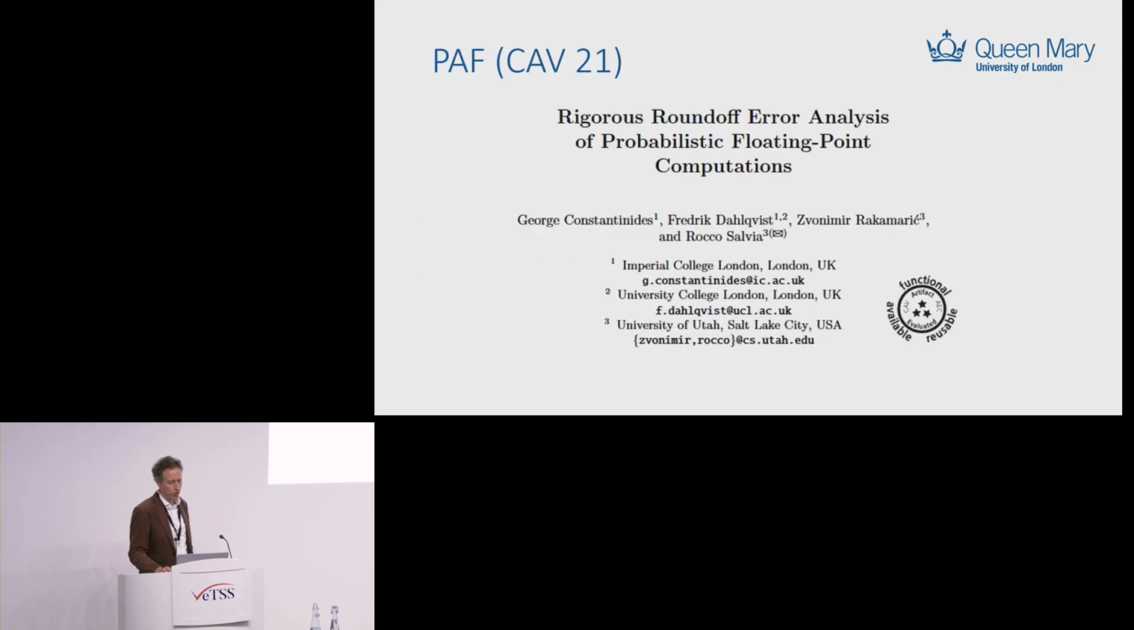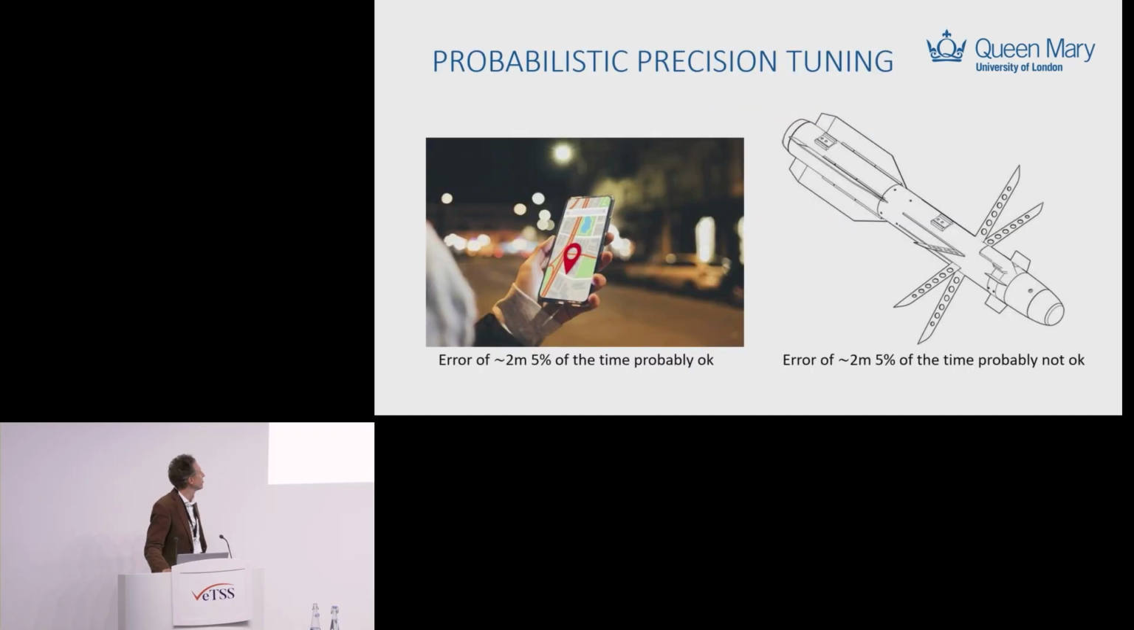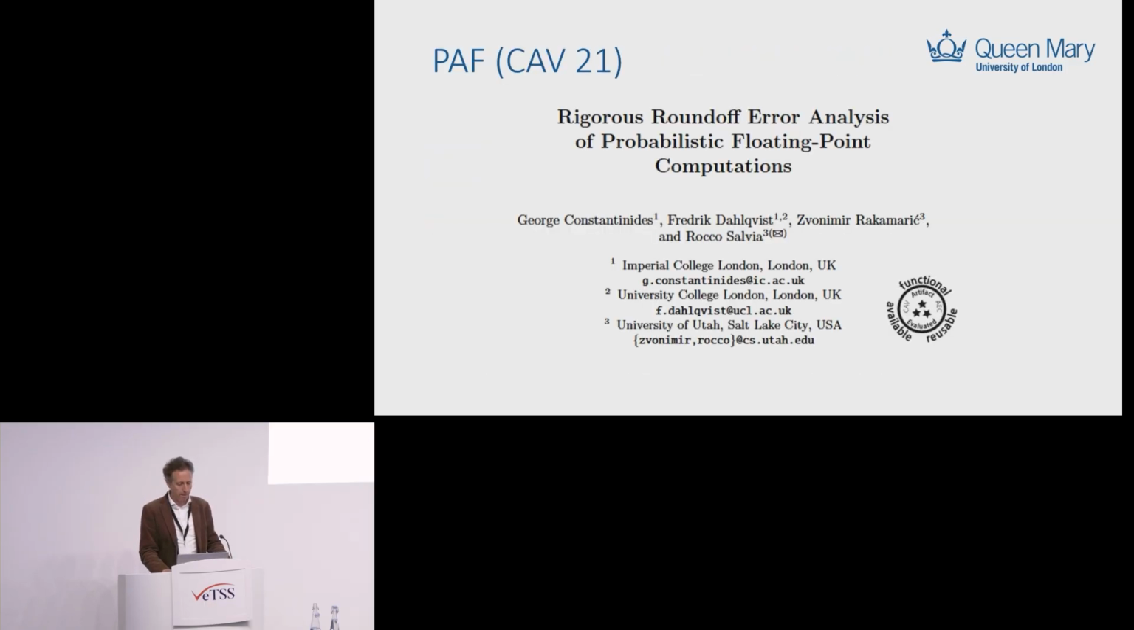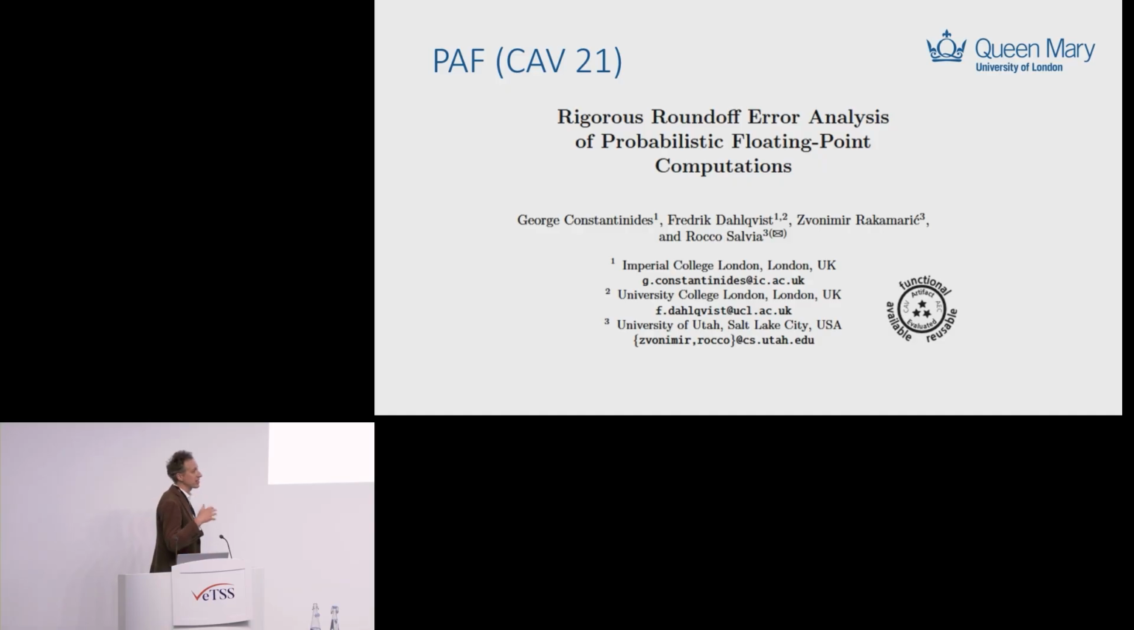So how can we compute these things? The solution is a tool that I worked on together with my co-authors in 2021. This was a CAV paper, and it's called PAF, for Probabilistic Analysis of Floating Point Arithmetic. And we quantify things like this. Now, PAF had some limitations. The first one is that it's only an approximate method. And the second one is that it only accepted programs written in a very simple syntax, namely only arithmetic operations.